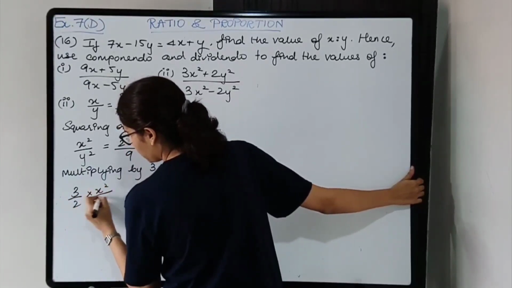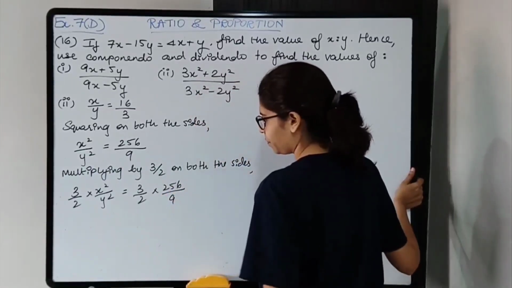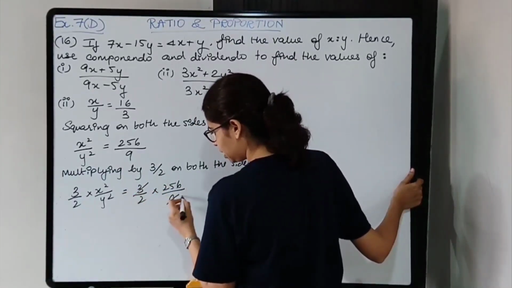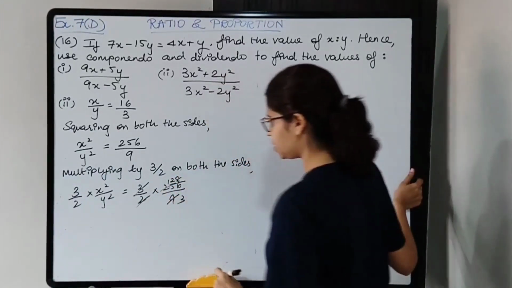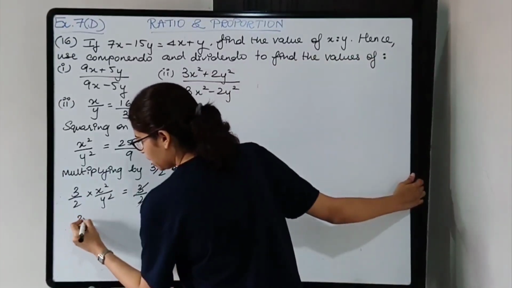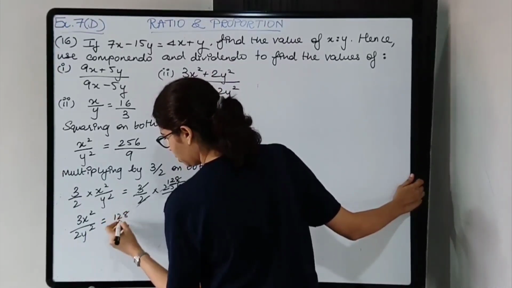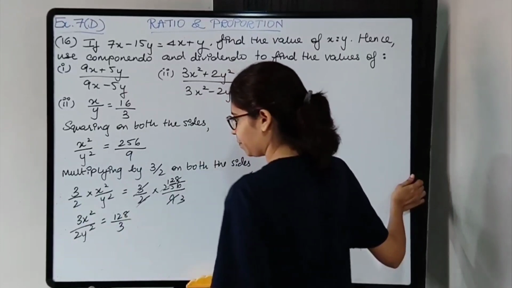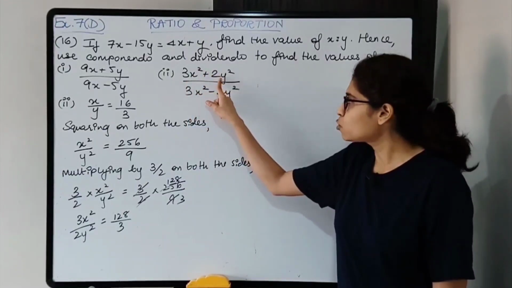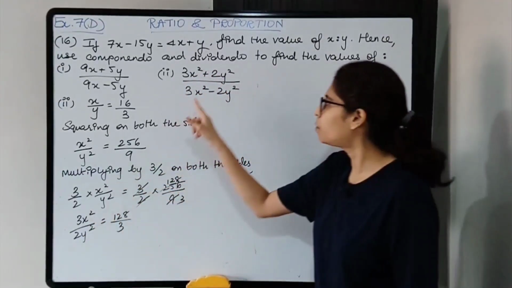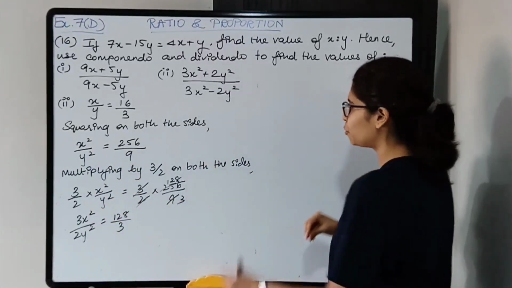So 3/2 into x square upon y square is equal to 3/2 into 256/9. Okay, I can cancel out 3, 3 3s and 2 128s. So we'll get 3x square upon 2y square is equal to 128/3. Now 3x square plus 2y square, that is numerator plus denominator, upon 3x square minus 2y square, that is numerator minus denominator. So using componendo dividendo.